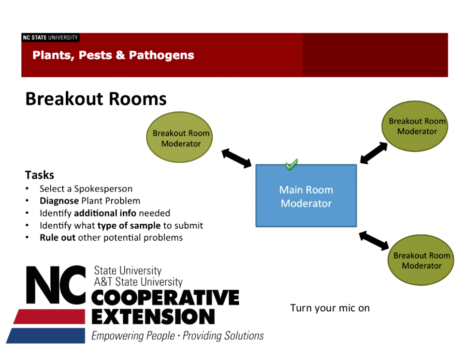We're going to give you a scenario for you to diagnose what the plant problem is. And so your challenge is to identify what's wrong with the plant, identify what additional information you would need to be able to tell what's wrong with the plant, identify what type of sample you would need to submit to get information, and if you can rule out other problems, let us know that. Then we'll come back together and go through the process as a whole team.